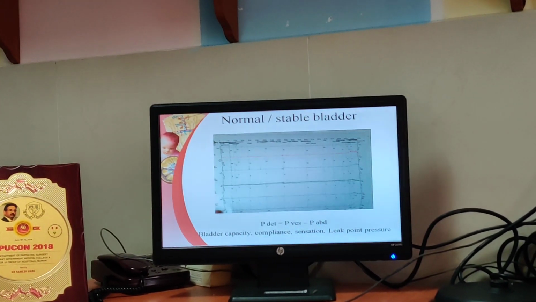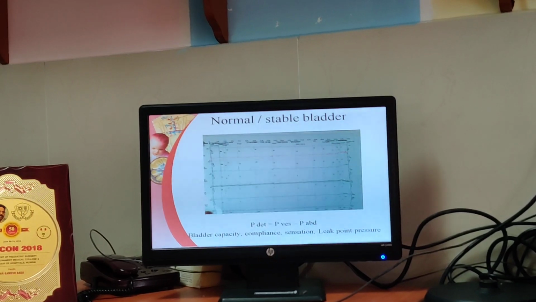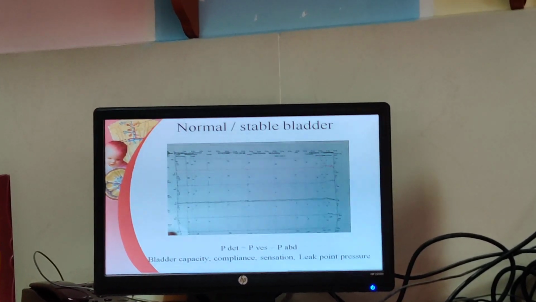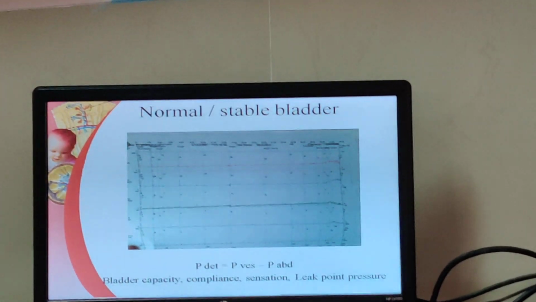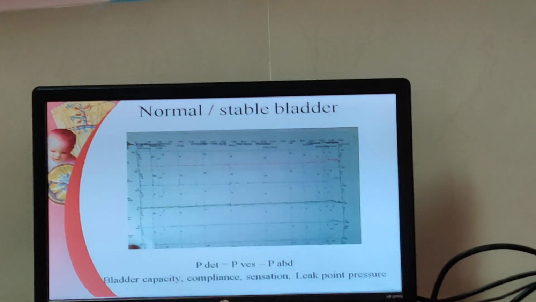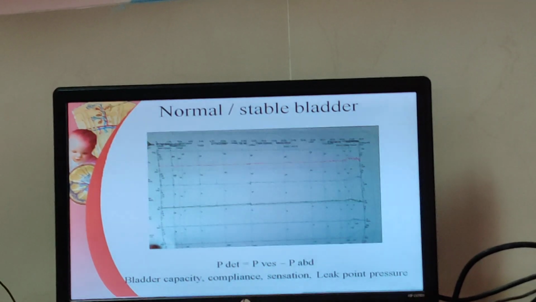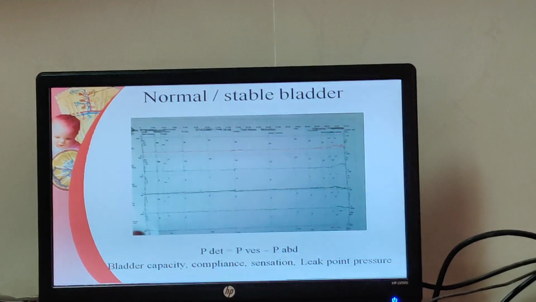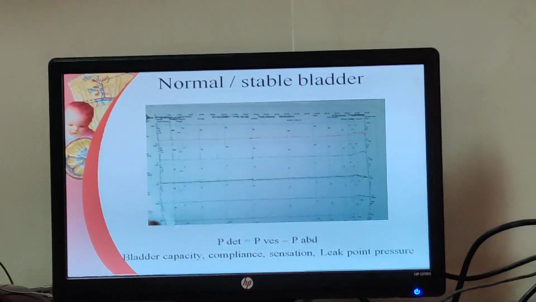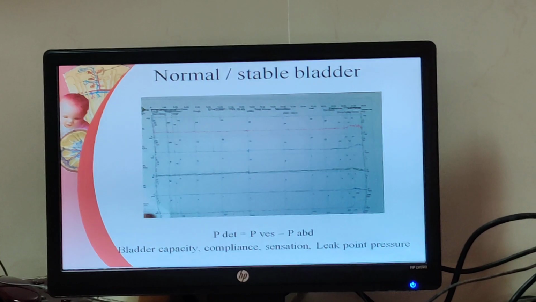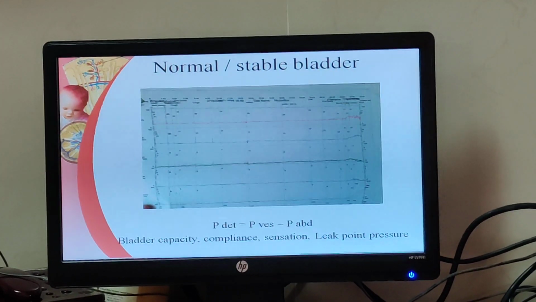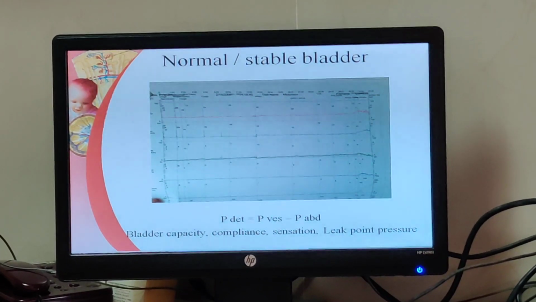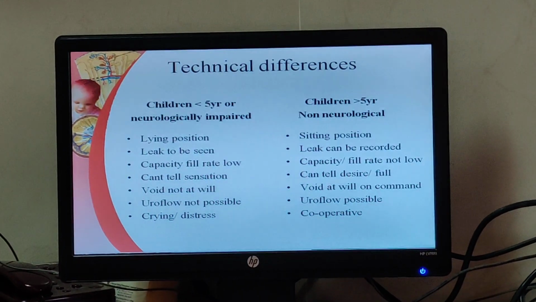The detrusor pressure, or P det, is a derived value. This is P vesical minus P abdominal. P vesical is what we measure using the vesical line, and P abdominal is the rectal pressure, and once we subtract the rectal or abdominal pressure from the vesical pressure, we get the detrusor pressure. So we have to get an idea of the bladder capacity, compliance, sensation, and leak point pressure. All this information has to be mentioned in the urodynamic report.